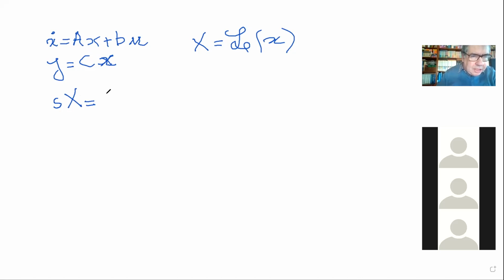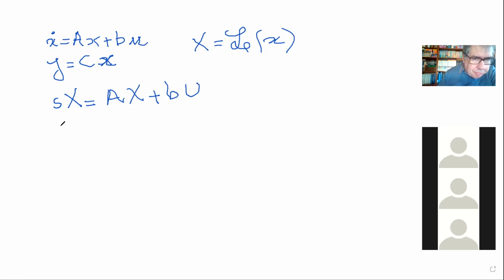But A and B are matrices and the Laplace transform is linear. So this should be what? A times X. The Laplace transform of Ax is A times the Laplace transform of x. And the sum you can also interchange with the Laplace transform. So this should also be BU. Now, I want to solve this equation with respect to X.